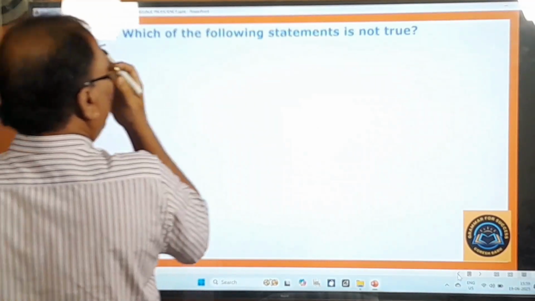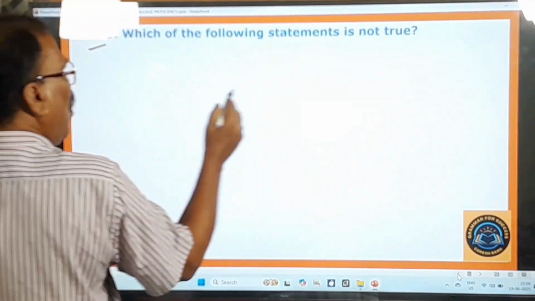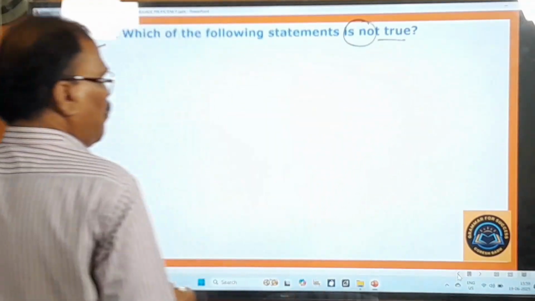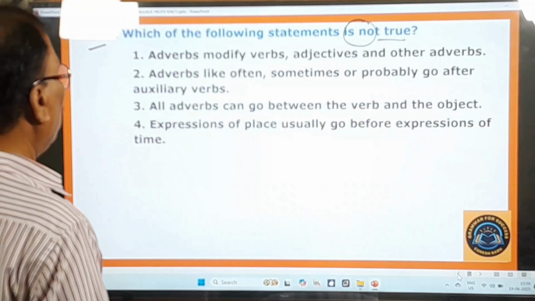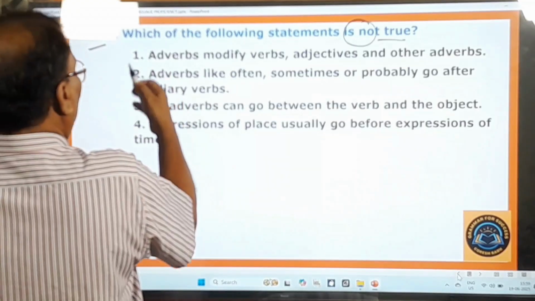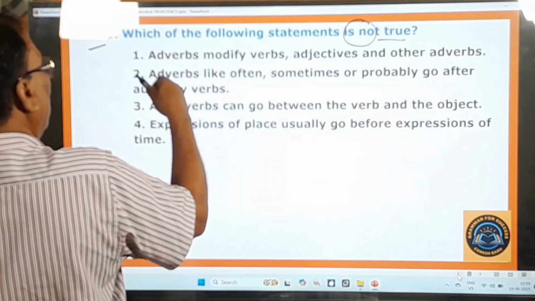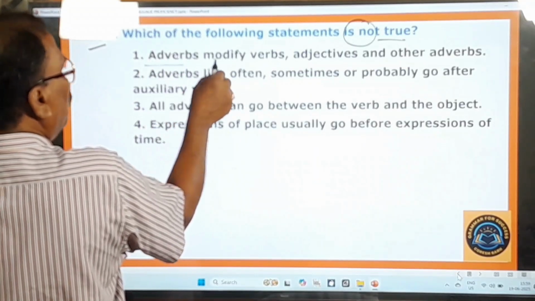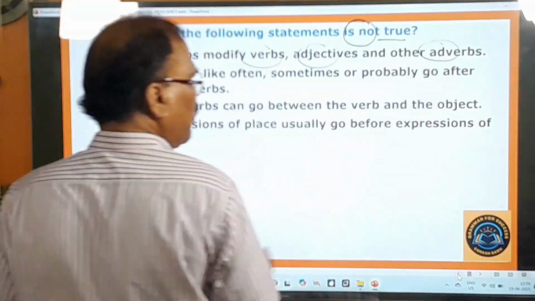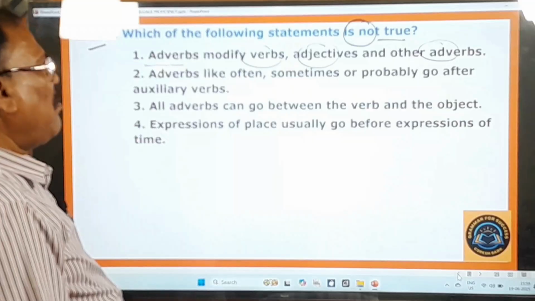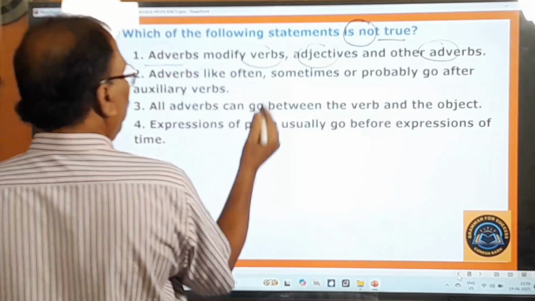Now you move on to other questions. 59th question. Which of the following statements is not true? Remember, not true. Which of the following statements is not true? Here you pay attention. All these statements are about these adverbs. Adverbs modify verbs, adjectives, and other adverbs. Okay, it is so simple. So here adverbs modify verbs.